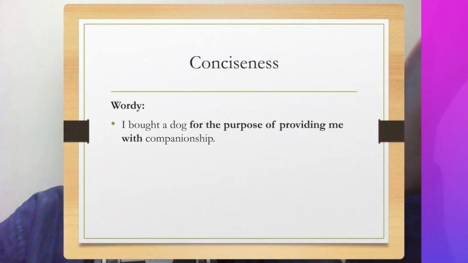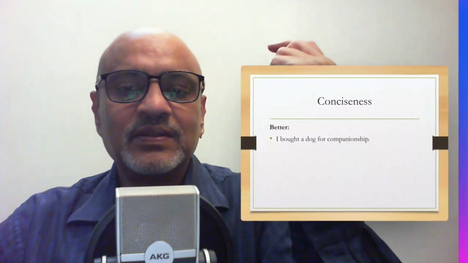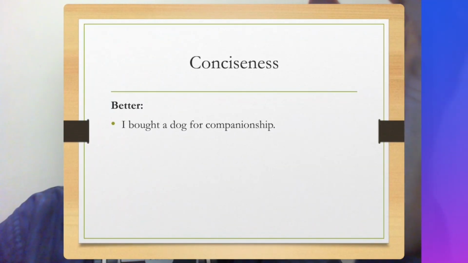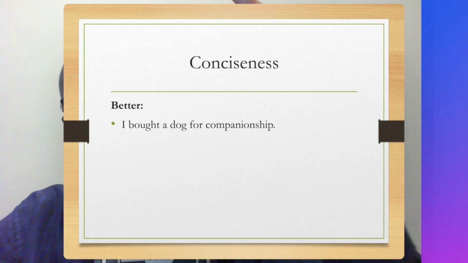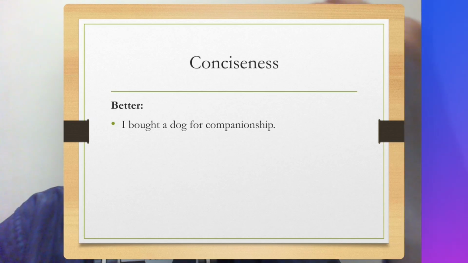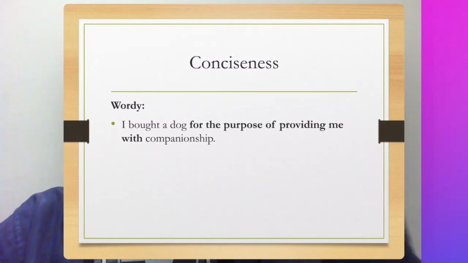I bought a dog for the purpose of providing me with companionship. My God, much too long. So let's see if we can shorten this. I bought a dog for companionship. Now, my dear friends, you can see for yourself how making something concise makes the meaning clearer. I bought a dog for companionship. And in the previous one, I bought a dog for the purpose of providing me with companionship.